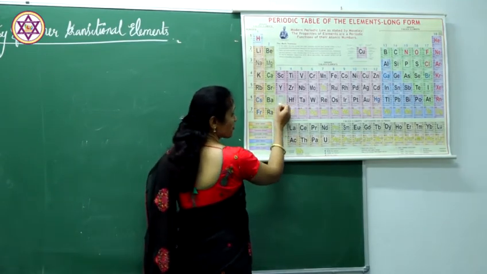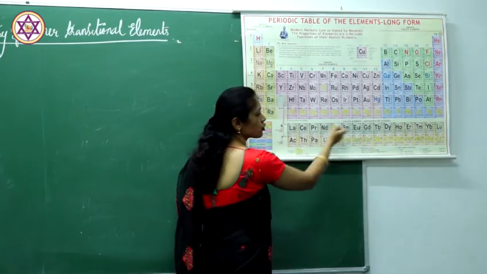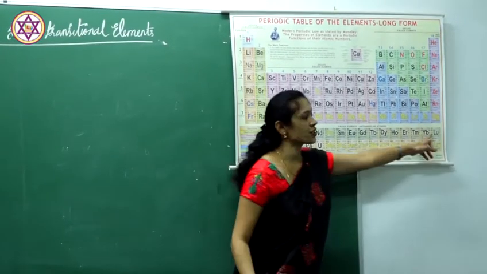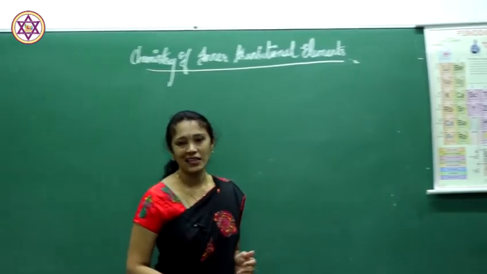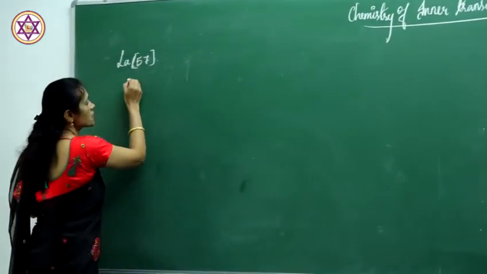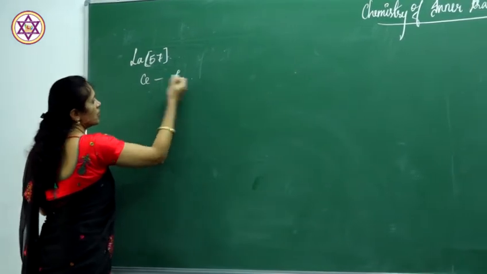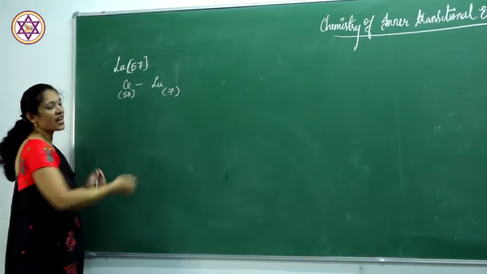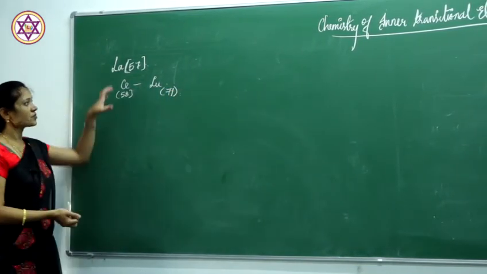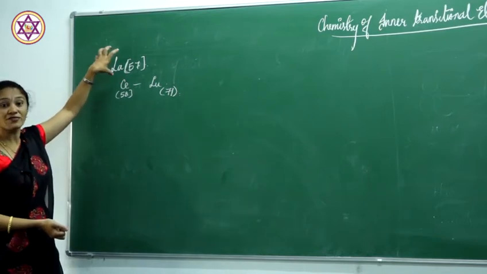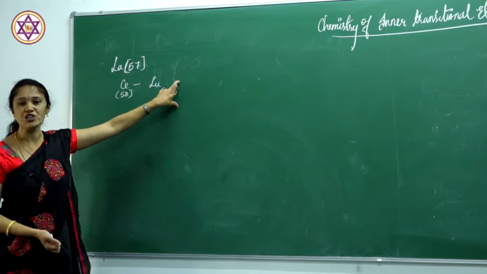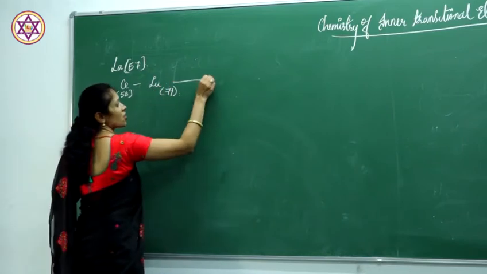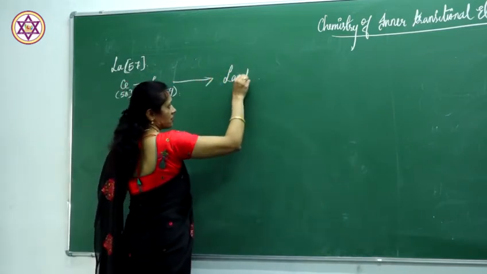The elements which come after lanthanum, that is from cerium to lutetium, 14 elements, are called lanthanides. The atomic number of cerium is 58, up to 71. They are called lanthanides, and also lanthanoids.